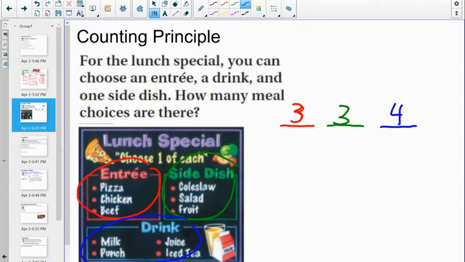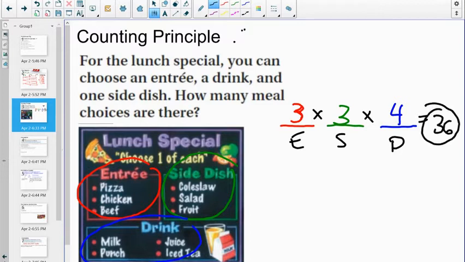So you're multiplying. We have our entree, that's 1 category. Side dish is our second category. Our drink is the third. Each category is being multiplied by how many options there are within each category. So we're taking 3 times 3 times 4, and that's going to equal 36 different meal options.